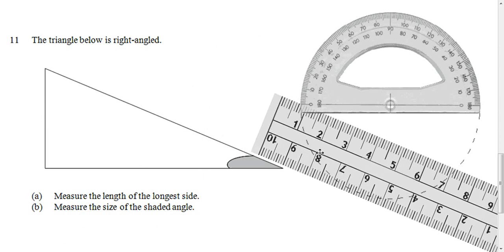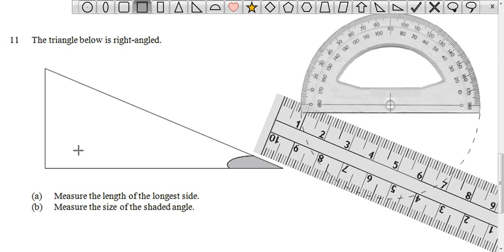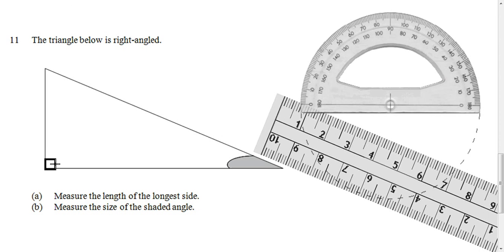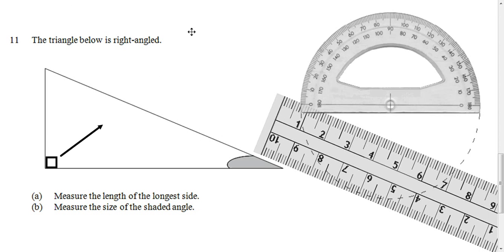Question 11. The triangle below is right angled. The right angle is here. This is a 90-degree angle. Usually you have a square in it to show it a 90-degree angle or right angle. We have to measure the longest side, and the longest side is always diagonally opposite it. So that's the longest side there.